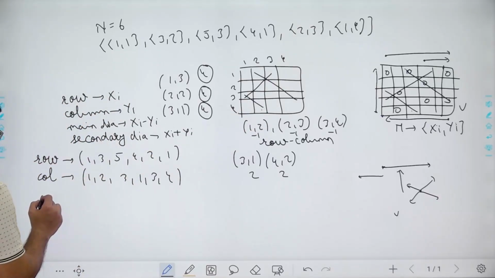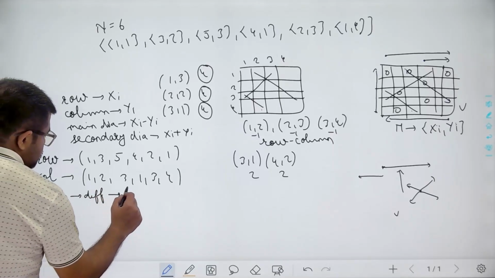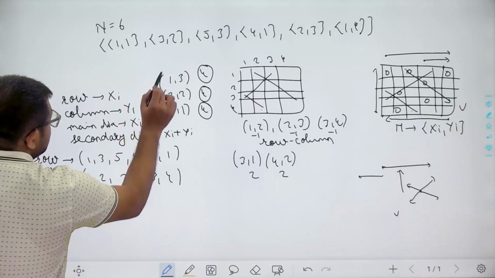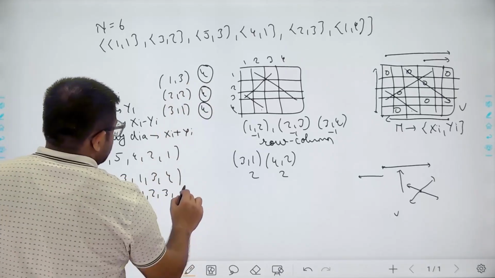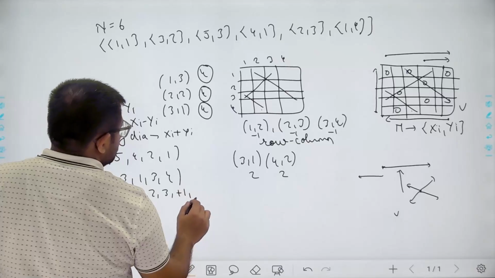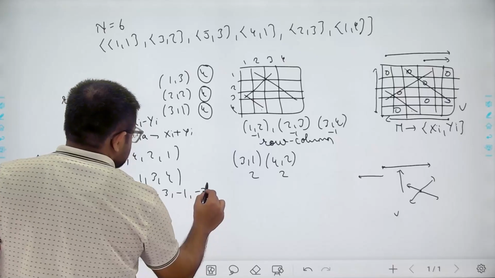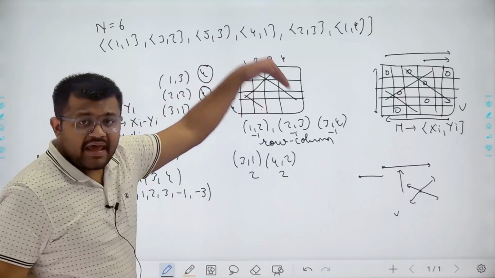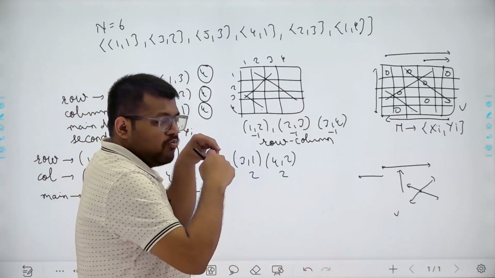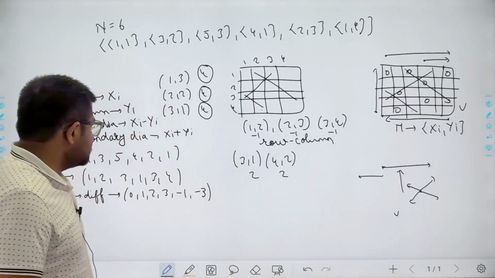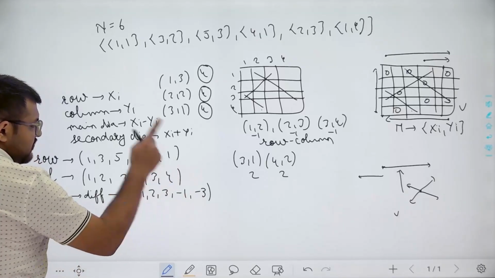Now another is main diagonal. For main diagonal I need to store the differences. So if I store i minus j, it is 0, this is 1, 5 minus 3 is 2, 4 minus 1 is 3, 2 minus 3 is minus 1, and 1 minus 4 is minus 3. So if I start moving from a particular point in the bottom right direction in the diagonal, the maximum number of coins I would be able to select is how much? Only 1, because all of them are present in different main diagonals.